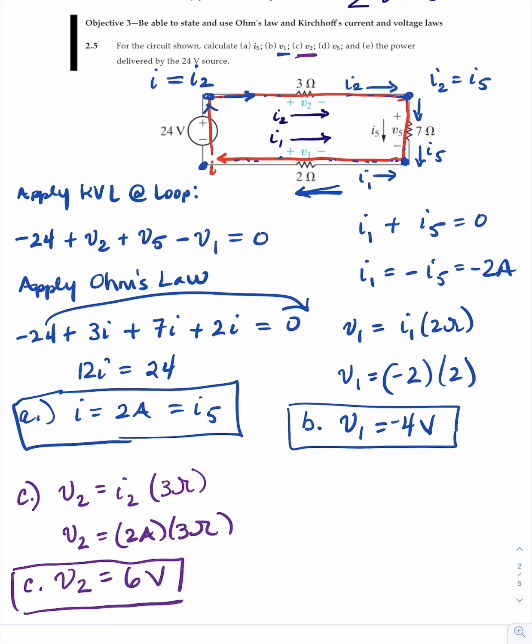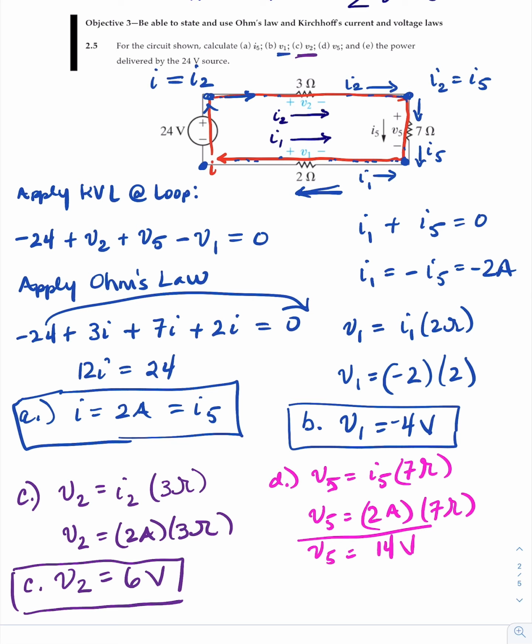Okay, D. Find V sub 5. V sub 5 is equal to I sub 5 times 7 ohms, the resistance. So V sub 5 is equal to 2 amps times 7 ohms. V sub 5 is equal to 14 volts. Okay.